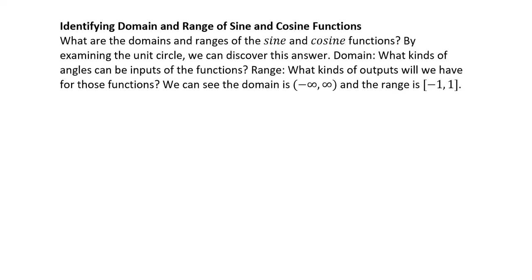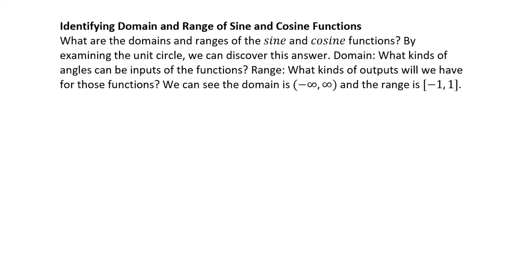We can see that the domain is negative infinity to infinity because we can put negative angles in. It's always going to be coterminal with some positive angle that's between 0 and 360 degrees, or 0 and 2 pi. And if we have some angle that is many revolutions, it's okay. It's still going to be coterminal with some angle that's between one full revolution.